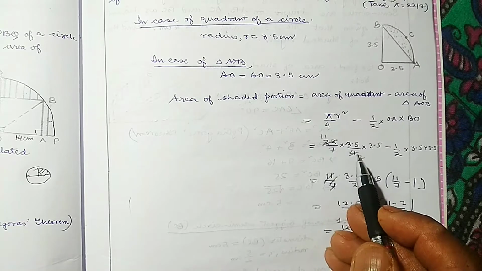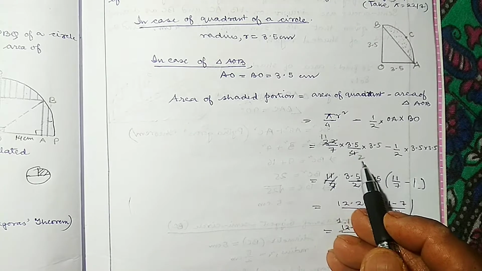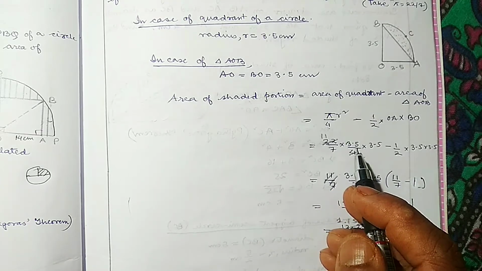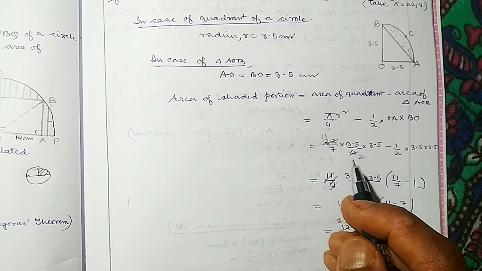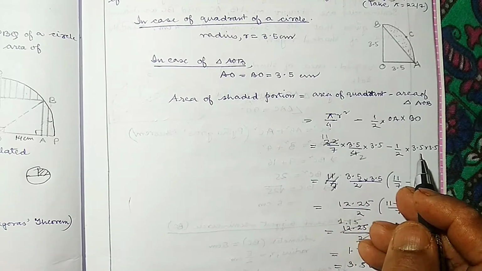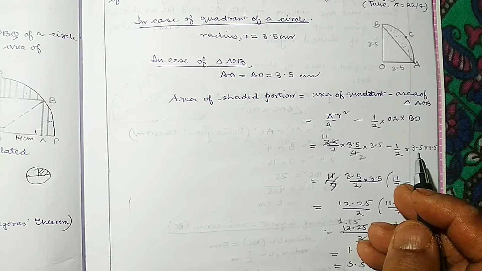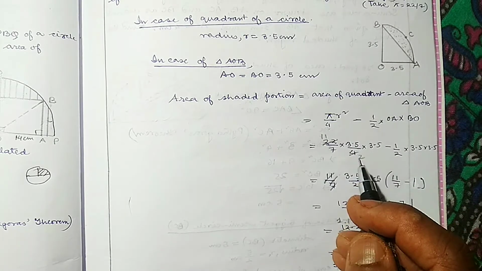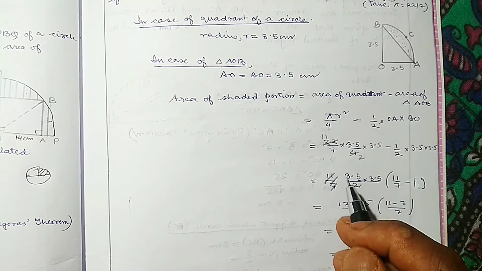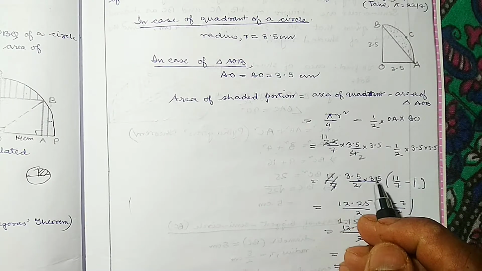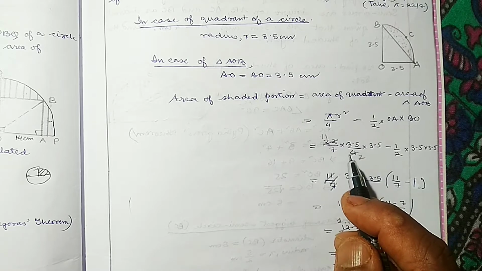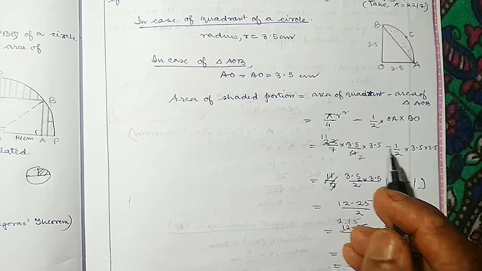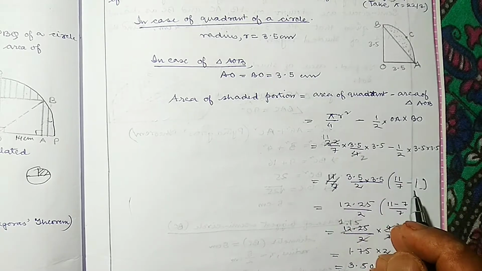Now 22 and 4 can be cancelled with 2. So here we got 2, here we got 11. So we are left with 11 into 3.5 into 3.5 divided by 7 into 2 minus half 3.5 into 3.5. Now 3.5 into 3.5 by 2 can be taken common in both terms. So from this part we are left with 11/7 because this part I have taken common, minus this whole thing I have taken common, so we are left with 1.